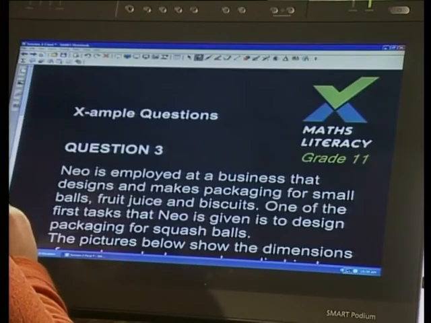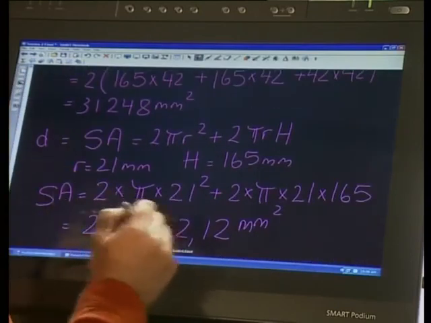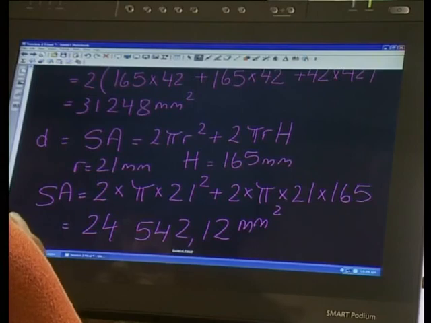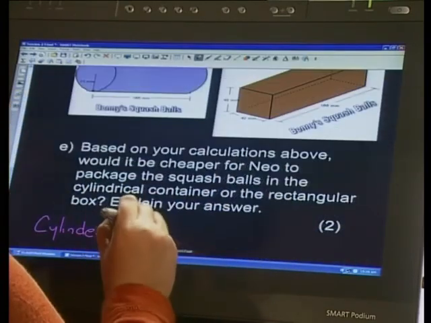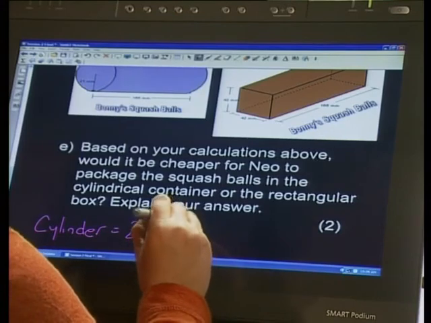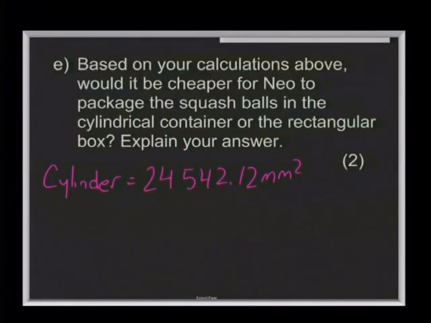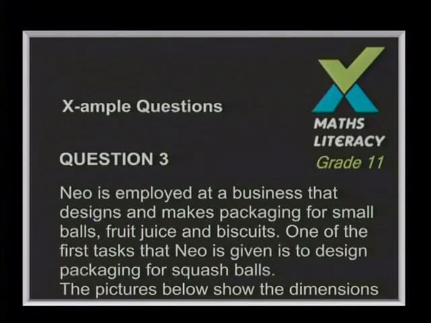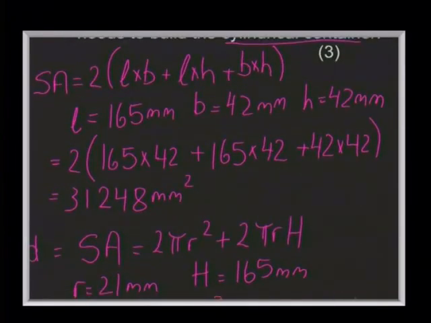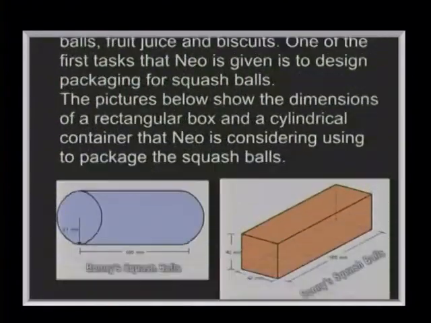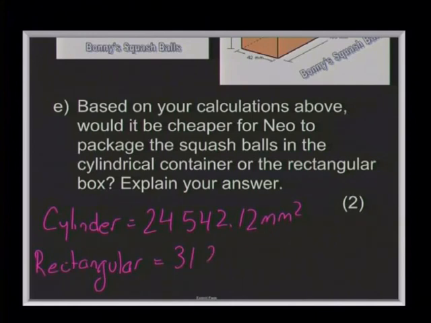Let's go back and check. What was that? Our cylinder was 24,542. So let's write that in. 24,542.12 millimeters squared. And our rectangular prism, we can go back and check, was 31,248 millimeters squared. Now we're comparing millimeters squared to millimeters squared, so we can kind of ignore that.